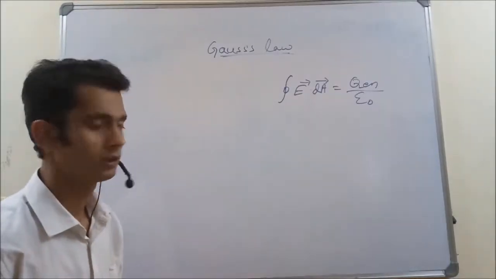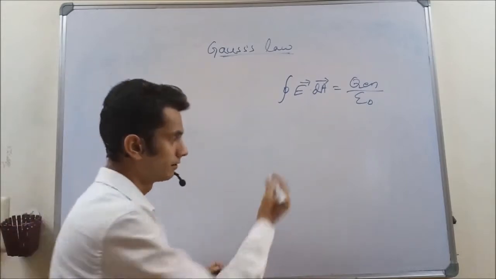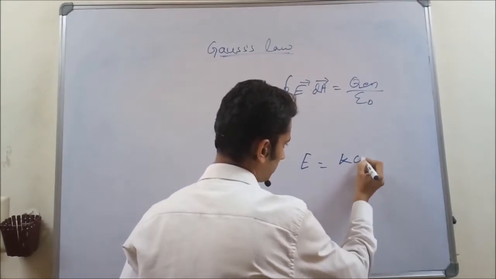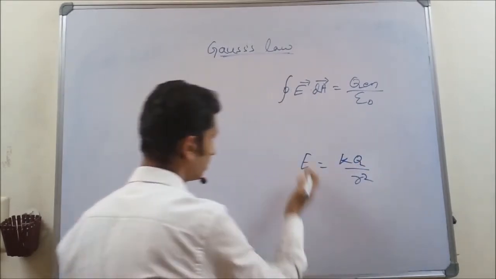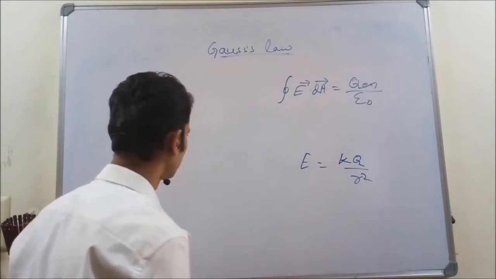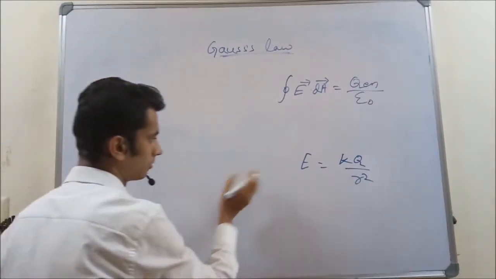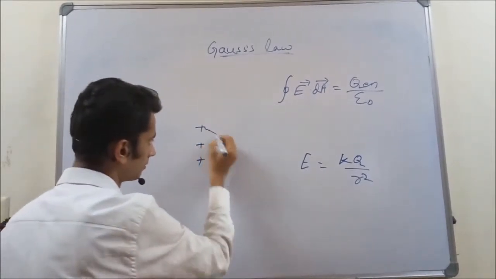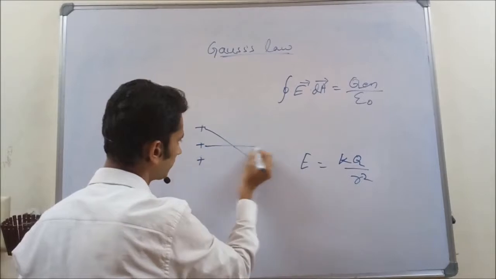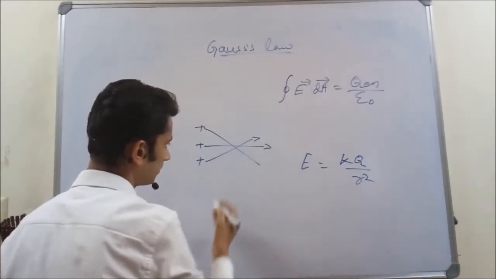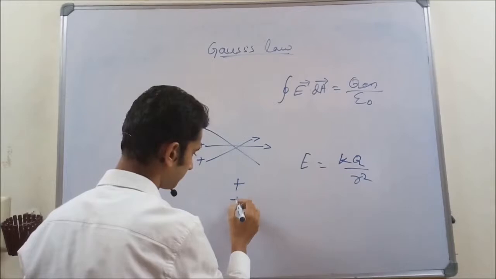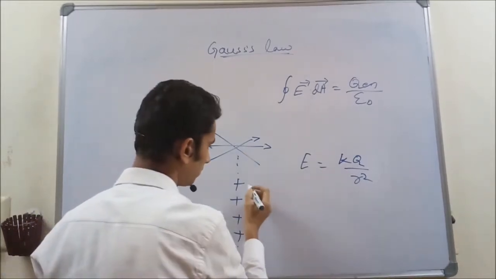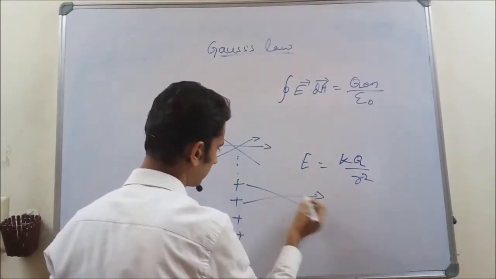We can use this formula to find the electric field, but we know that E is equal to kq by r squared. Then what is the necessity of this equation to find the electric field? If there is a countable number of charges, then we can use this formula to find the electric field. But if there are an uncountable number of charges, we can still use this formula, but it will be very complex to find the electric field.